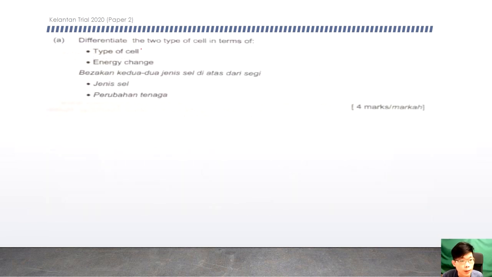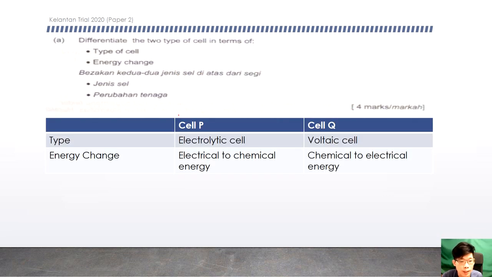Okay, so differentiate the two types of cell in terms of type of cell and then energy change. So 4 marks here. In here we can use the table to present the answer. So cell P, the type will be electrolytic cell, Q will be voltaic cell. The energy change: electrical to chemical energy for electrolytic cell, and for voltaic cell, chemical energy to electrical energy. So 4 marks here.